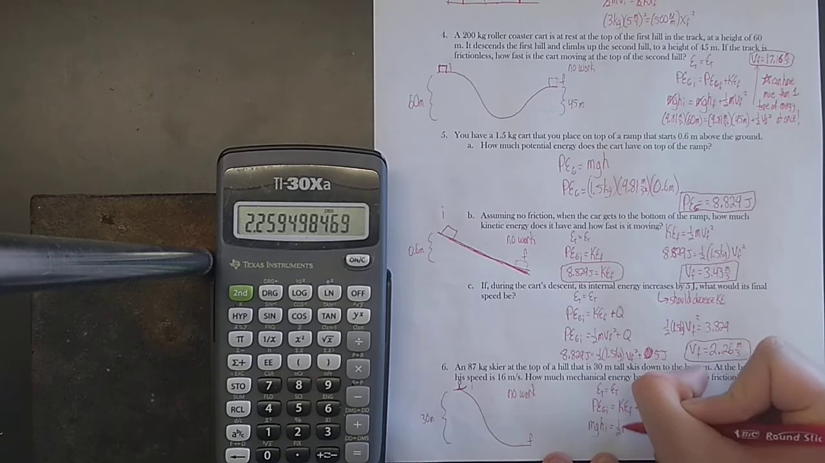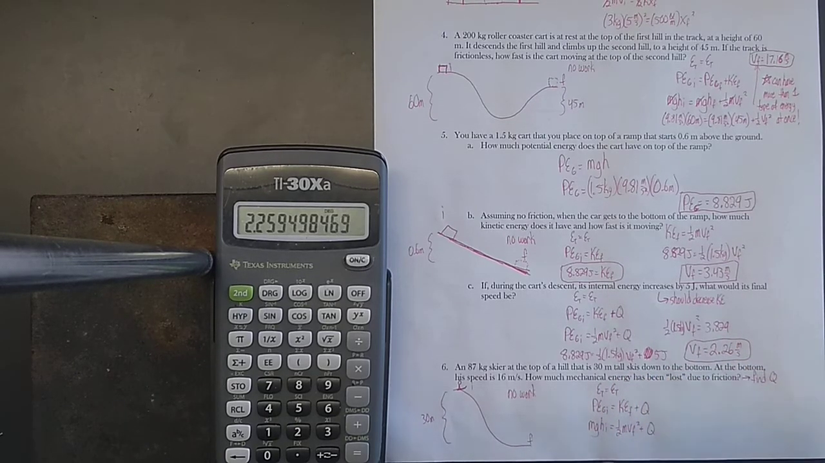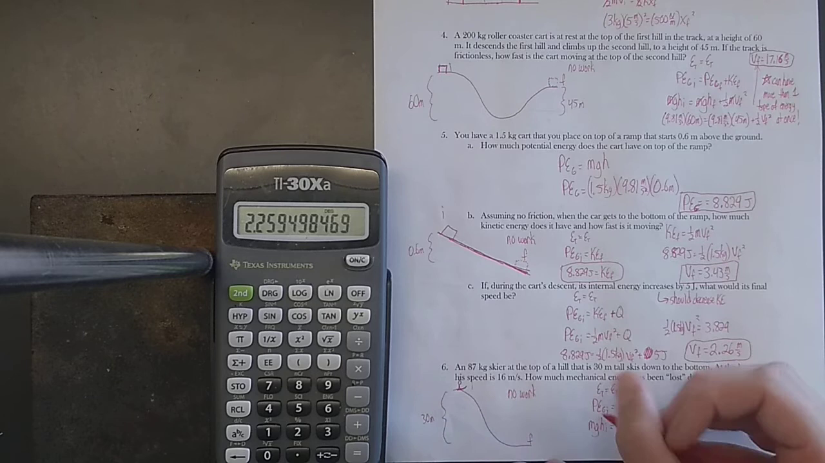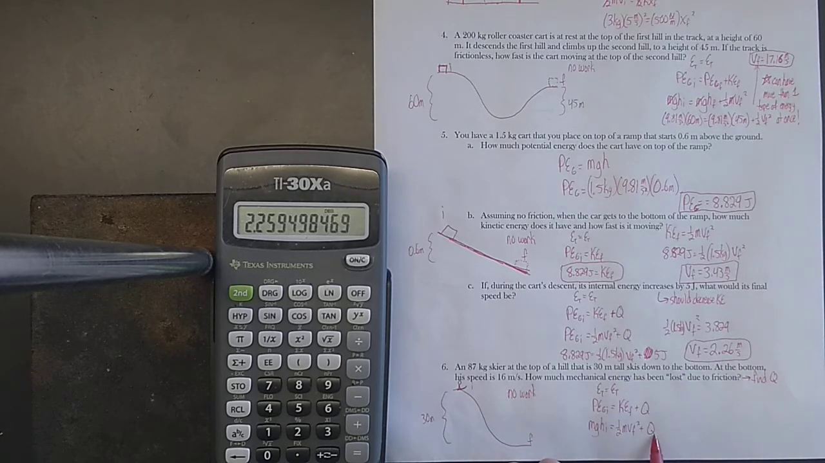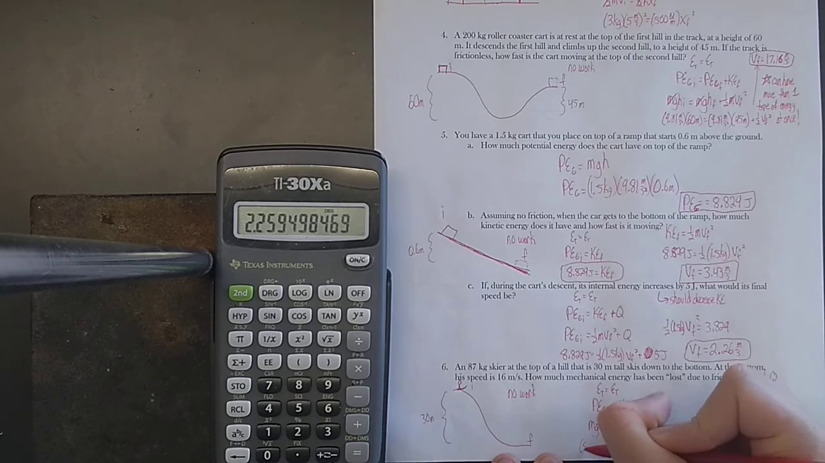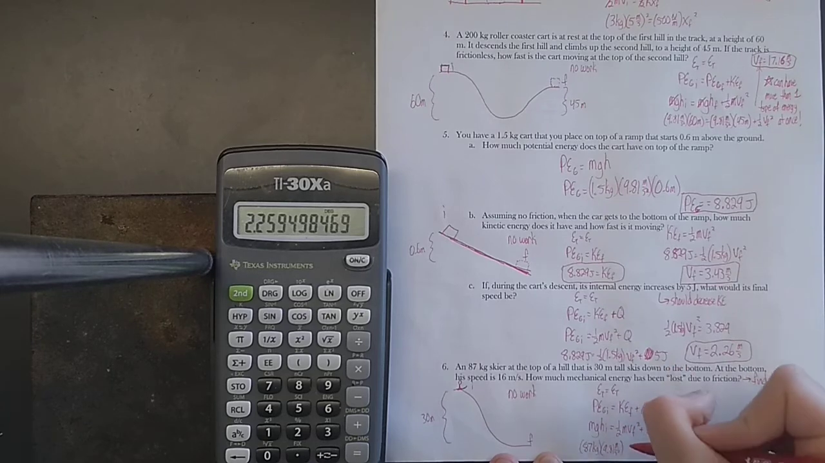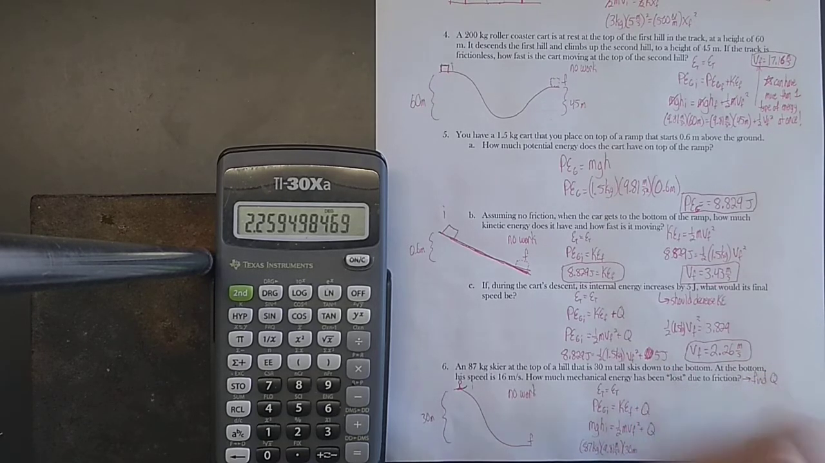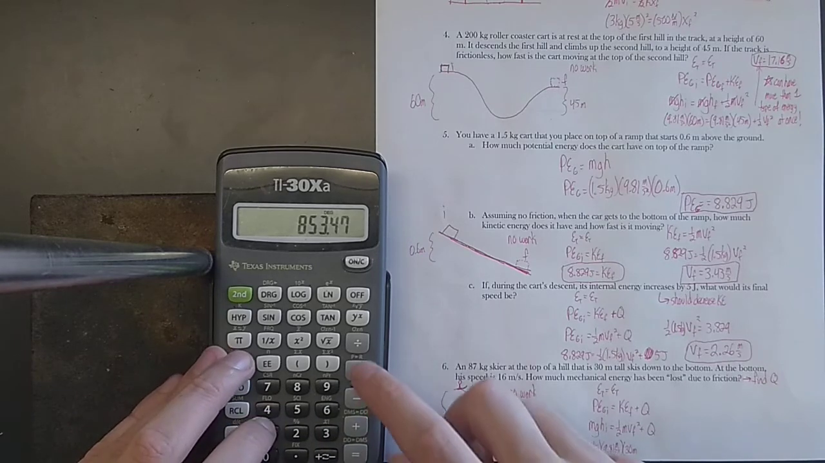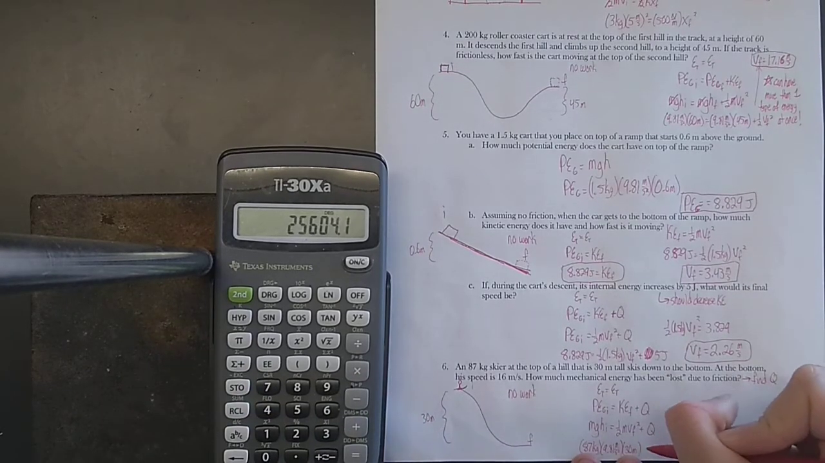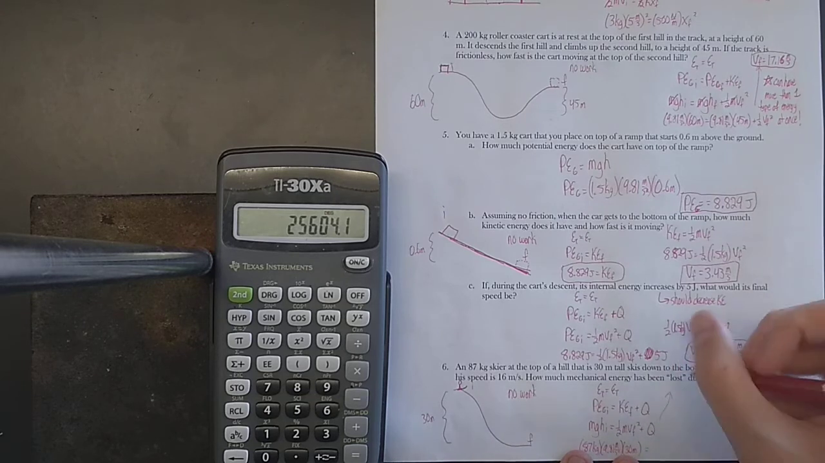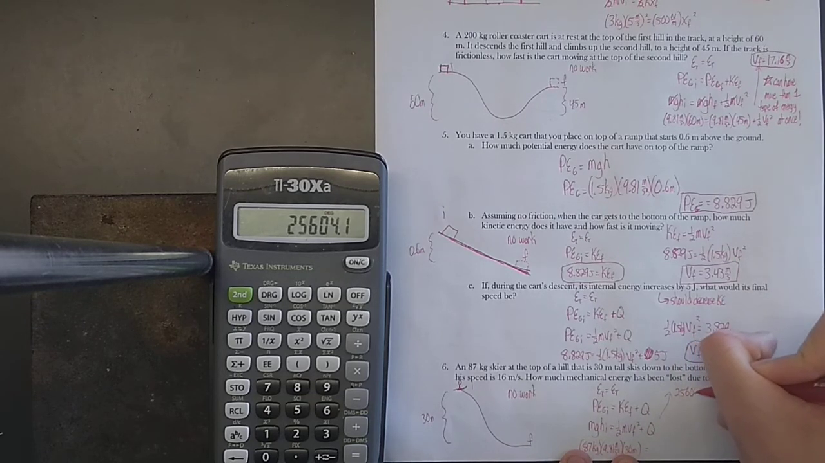mghi equals 1/2 mvf squared plus Q. Another way to tell that there must be friction acting on this and there must be internal energy being generated, take a look at what we're going to get when we calculate the initial gravitational potential energy and the final kinetic energy. I can't cancel out mass because mass isn't included here with Q. 87 kilograms times 9.81 meters per second squared times an initial height of 30 meters. 87 times 9.81 times 30. That's how much initial gravitational potential energy there is.